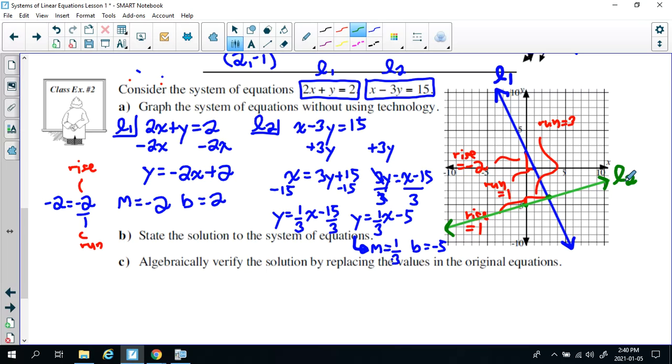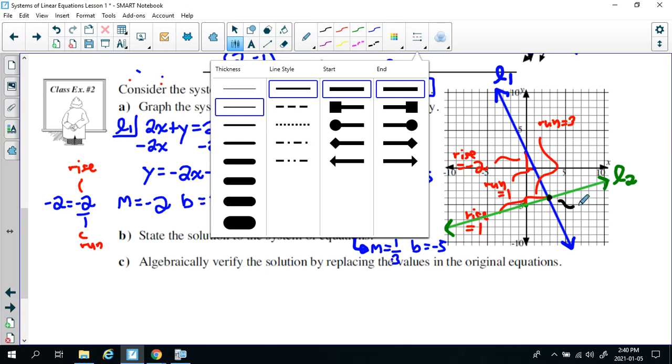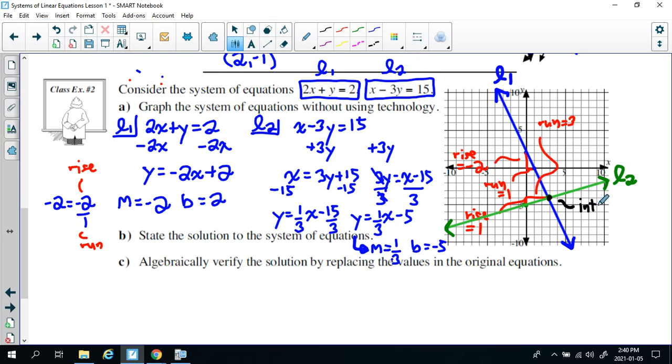Okay, so I've plotted my graph of my two lines, and now it says state the solution to the system of equations. Well, what is the solution to a system of equations graphically? It's the point where these two lines have an intersection point. Okay, so this here is the intersection point.